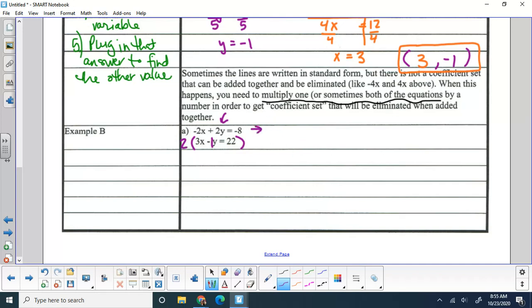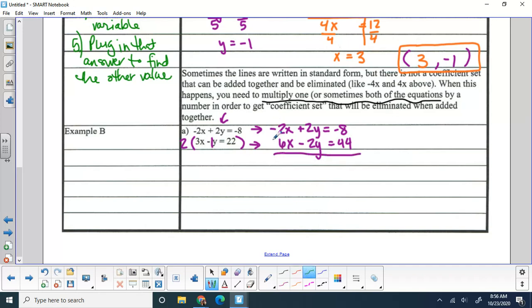Notice on this one, I'm going to leave the top equation exactly as I saw it. Negative 2x plus 2y equals negative 8. But the bottom equation, I am going to multiply by 2. 2 times 3 is 6x. 2 times negative 1y is negative 2y. And 2 times 22 is 44.